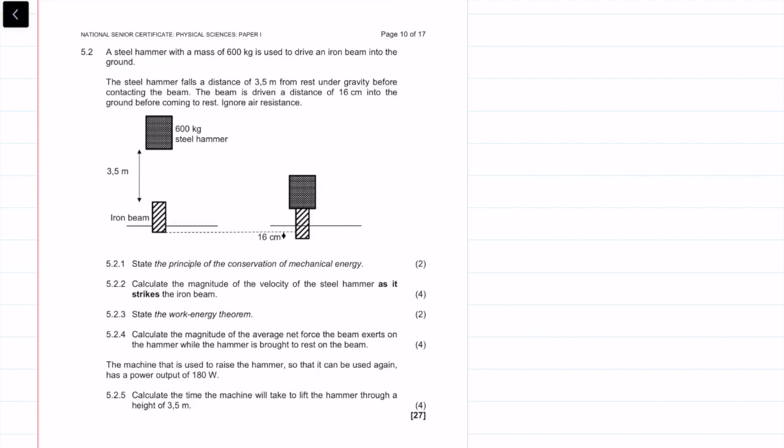Okay, question 5.2. A steel hammer with a mass of 600 kilograms is used to drive an iron beam into the ground. The steel hammer falls a distance of 3.5 meters from rest under gravity before coming into contact with the beam. The beam is driven a distance of that, let's get that into meters, into the ground before coming to rest. Ignore air resistance. Cool stuff. So we've got a nice diagram of what's happening as well.